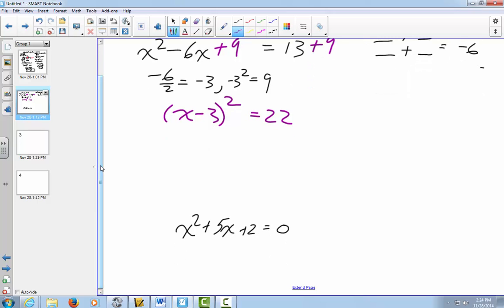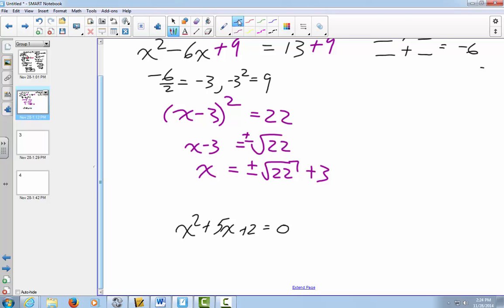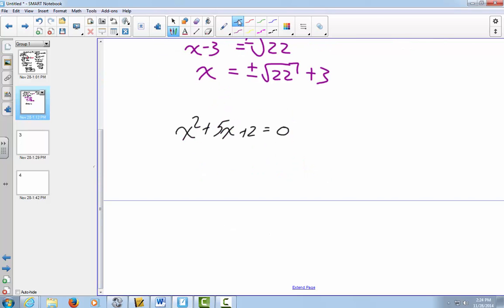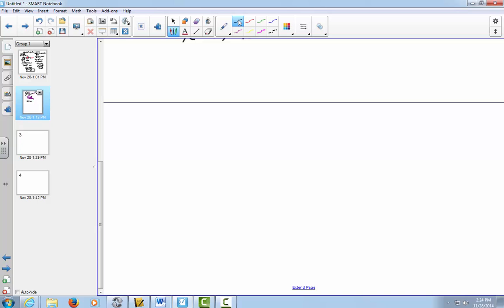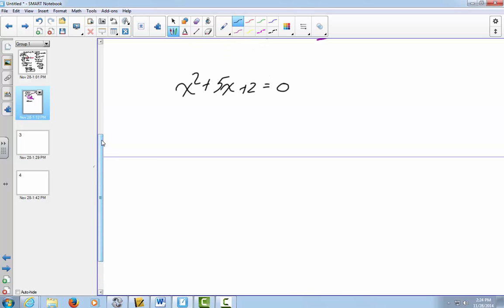What do I do next? Take the square root of both sides, gives me x minus 3 equals plus or minus the square root of 22. Add 3, x equals plus or minus square root 22 plus 3. Done. They've been pretty easy, so we're going to step it up one little bit, and I'll get it back. Where'd it go? Here it is.